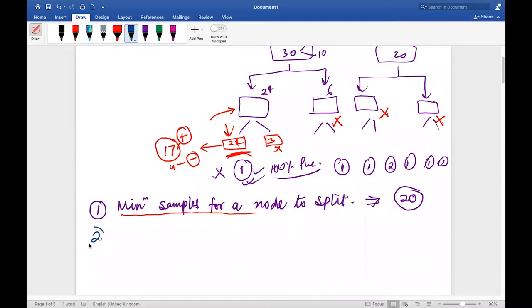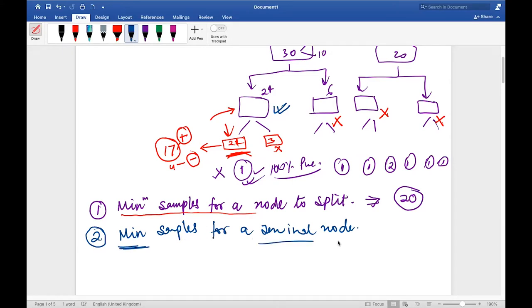So let's talk about the second. Similarly, there can be multiple constraints. One of them is min samples for a terminal node. This is for the final node. Any node that we spoke about earlier was the minimum sample for any node to split. Now the second point says min sample for a terminal node.